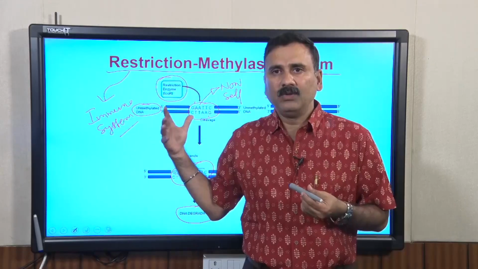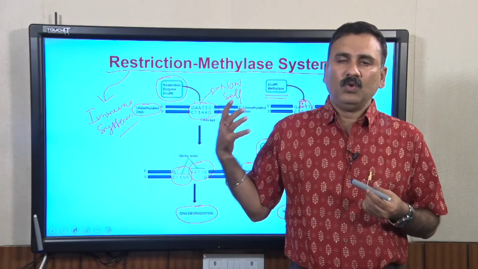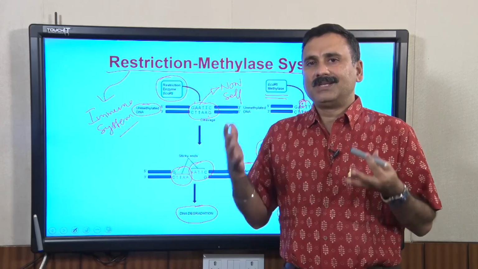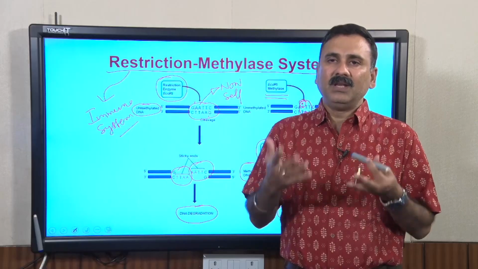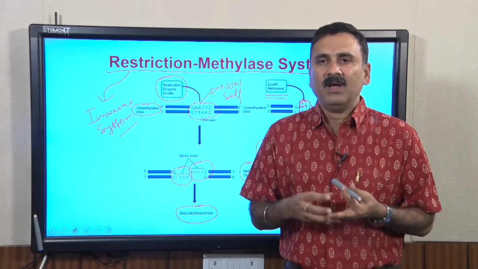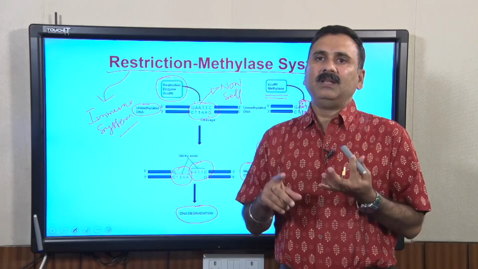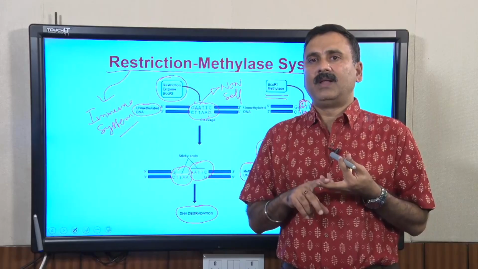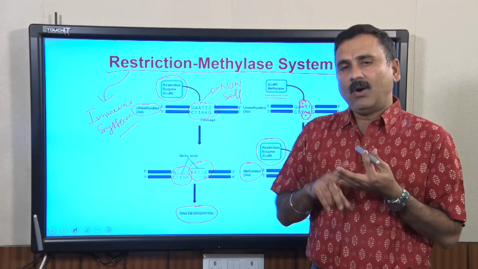Now, how the enzyme is going to know which one is self and which is non-self is because the restriction methylase system has 3 different activities associated within the single enzyme. One is called the S activity, the other one is called the methylase activity, and the third one is called the restriction activity. How does that happen?